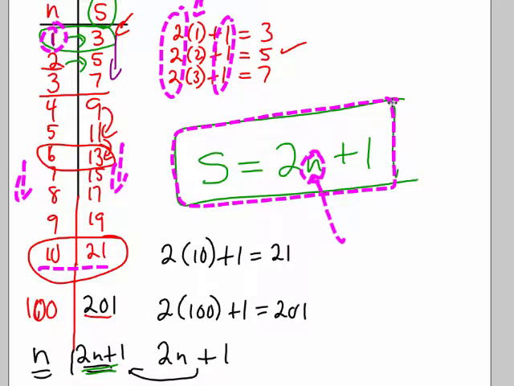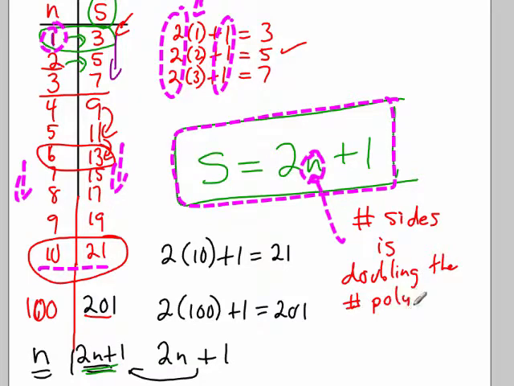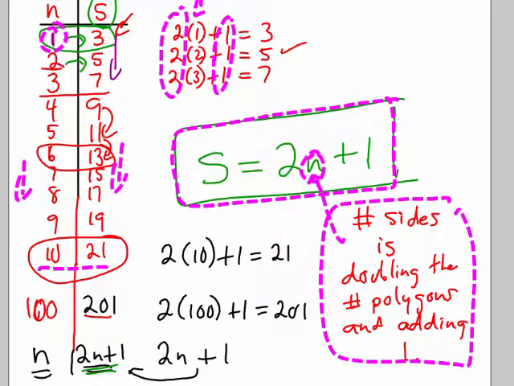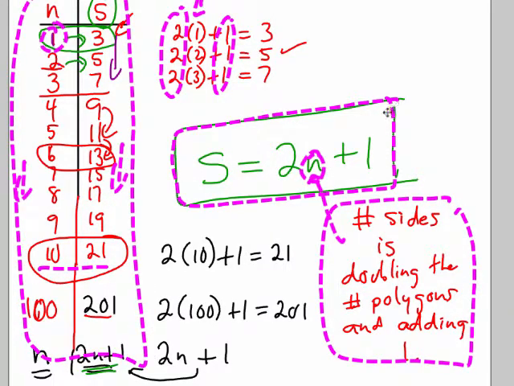The number of sides, we're saying, can be found by doubling the number of polygons and adding 1 each time. Okay? Here's the pattern in words. Here's the pattern in a table. And here's the pattern using algebra. You'll see how nice and concise it is.